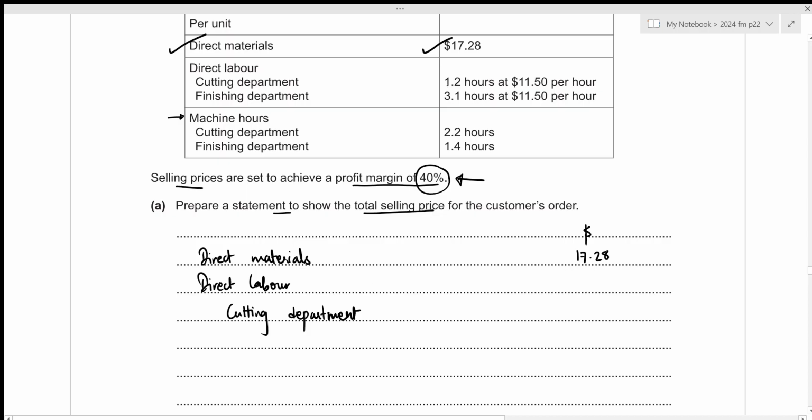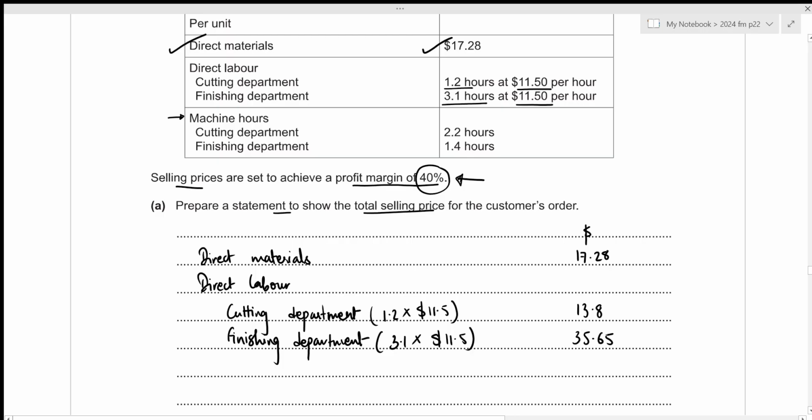So for cutting department, we know that each unit requires 1.2 hours and the rate per hour is 11.50. It means that the per unit direct labor cost will be 1.2 times 11.5. This results in the value of 13.8. We then repeat the same process for the finishing department. We can see here that in our finishing department, each unit requires 3.1 hours and the rate per hour is 11.5. It means that the rate per unit is just going to be 3.1 multiplied by 11.5, and this results in the value of 35.65. Now we're done with the direct labor.